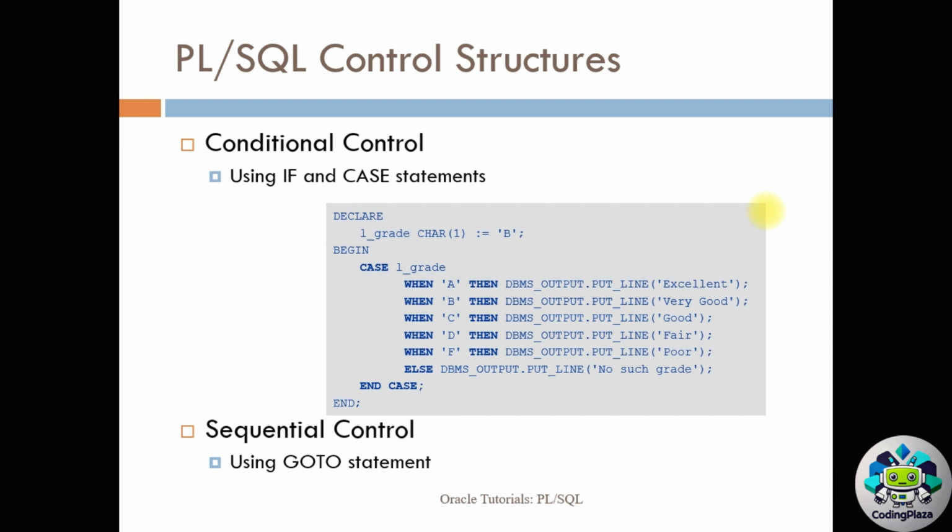After conditions comes sequential control, where they use the GOTO statement. The GOTO statement is a somewhat vast concept and nowadays it's not practiced. That's why I'm skipping this. Please don't concentrate on it, but be knowledgeable. I'll also make a video on GOTO. In 19c and 21c they're planning to remove these.